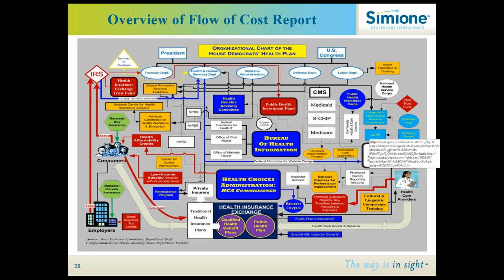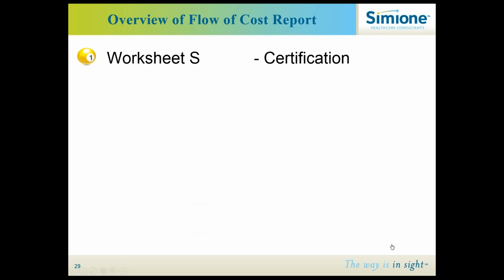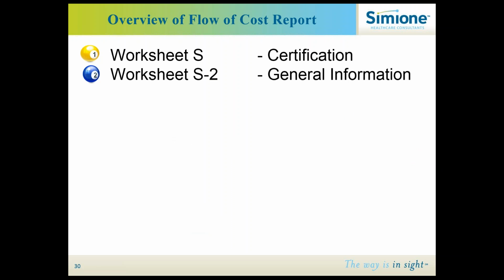I think this chart's interesting, and it does not relate to the cost report, but it's sort of a rather complex flow. Sometimes I think this is how the cost report runs. Now, the first part of the cost report is Worksheet S, which is certification. Stuff like your name, your address, when you were Medicare certified. Then you go to S2, which is more general information. It will ask about depreciation, malpractice.